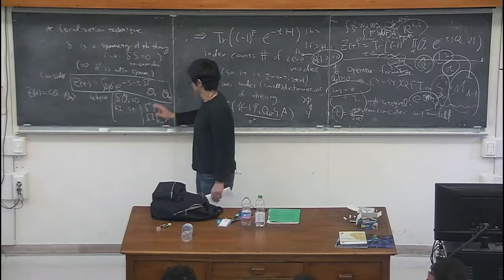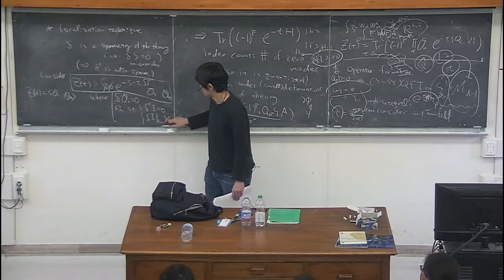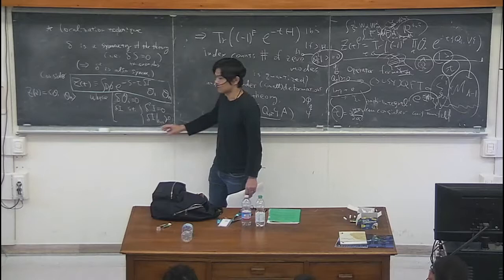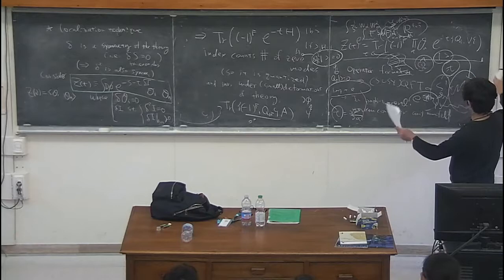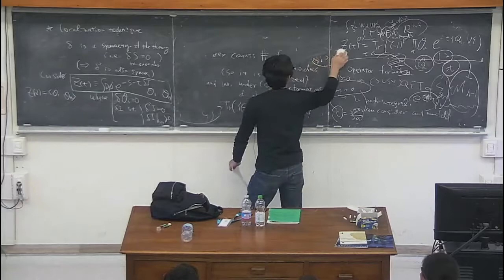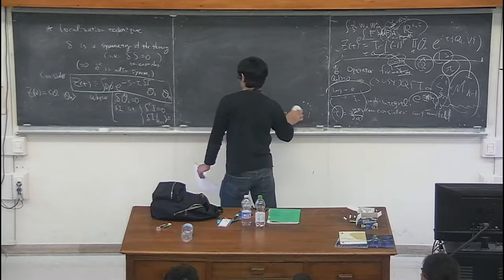Delta squared I equals zero, and the bosonic part of the delta I is positive definite. Of course, this can be relaxed to just there's a lower bound for the delta I. Anyway, this is the assumption. This is the analogous assumption for the other one. Then we will show this Z of T is indeed independent of T.